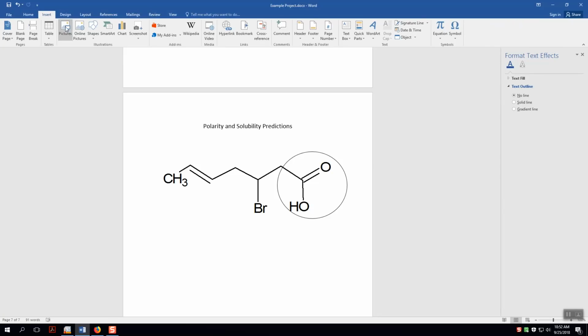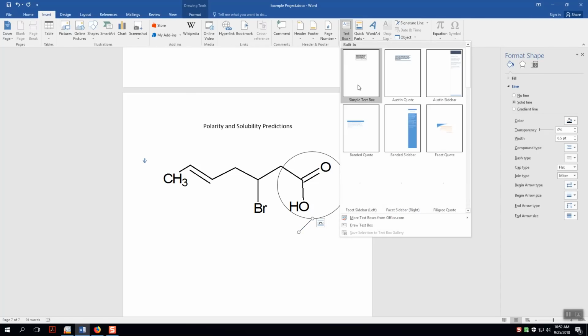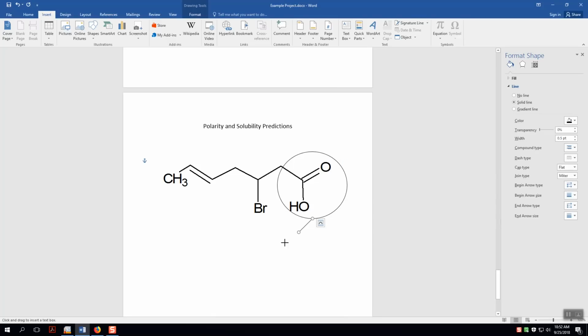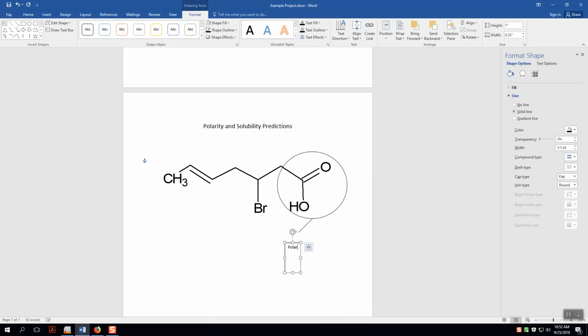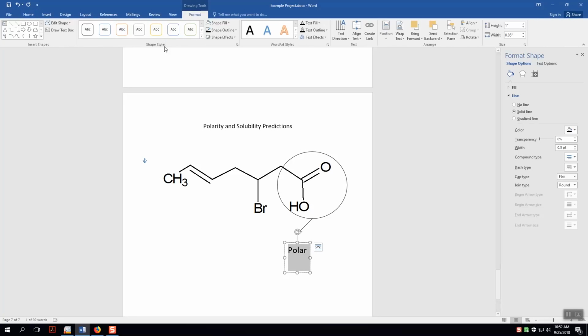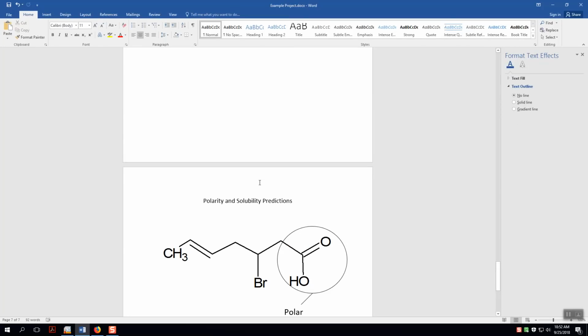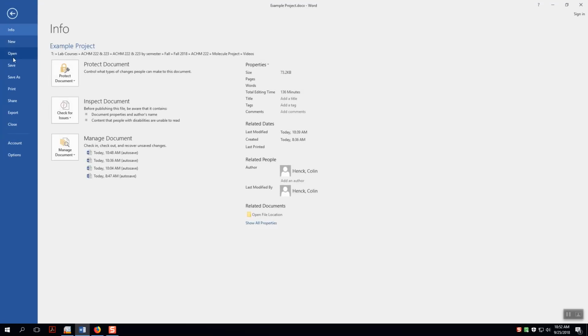I can then insert another shape. This time I want a line. I put it like that. I want to make it black again, and then I can insert a text box like this, and I could put polar. I might want this to be a little bit bigger. I highlight it, go over here, and make it a little bit bigger. If I click on format, I can take away the outline so that it's just the word polar, and I don't have the outline like that. I now have identified the polar part of my molecule.